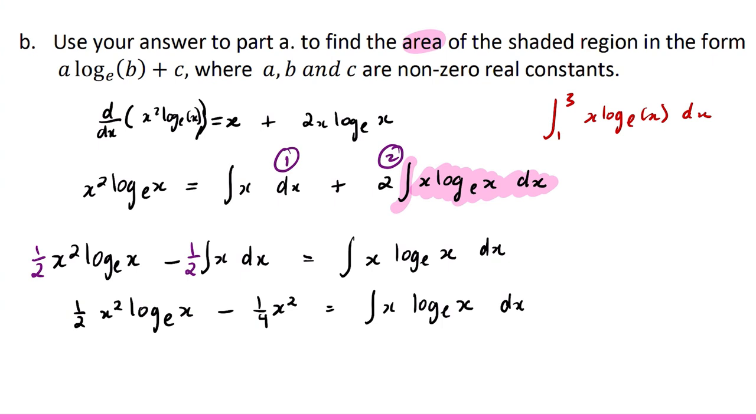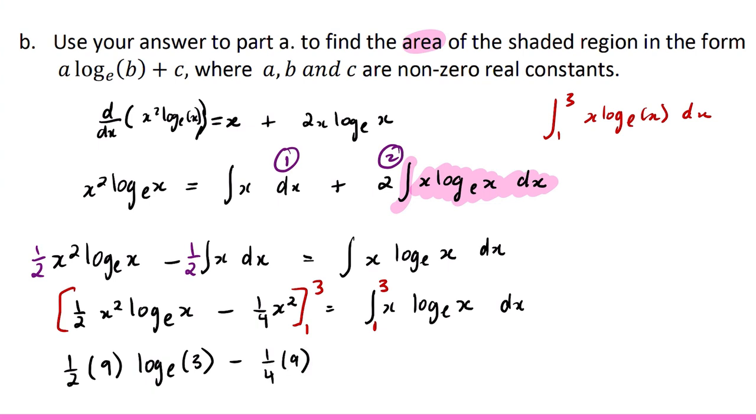Now the last thing I need is my boundaries, so I'm going to go ahead and put them in. So that's between 1 and 3. Sub it all in, so it'll be a half. 3 squared is 9. Again, 3 squared is 9. Minus, be careful now with your negatives, so put in the 1. 1 for x squared is just 1, log e 1, and then because it's already a minus, minus becomes a plus, so 1/4 times 1 squared, which is 1.